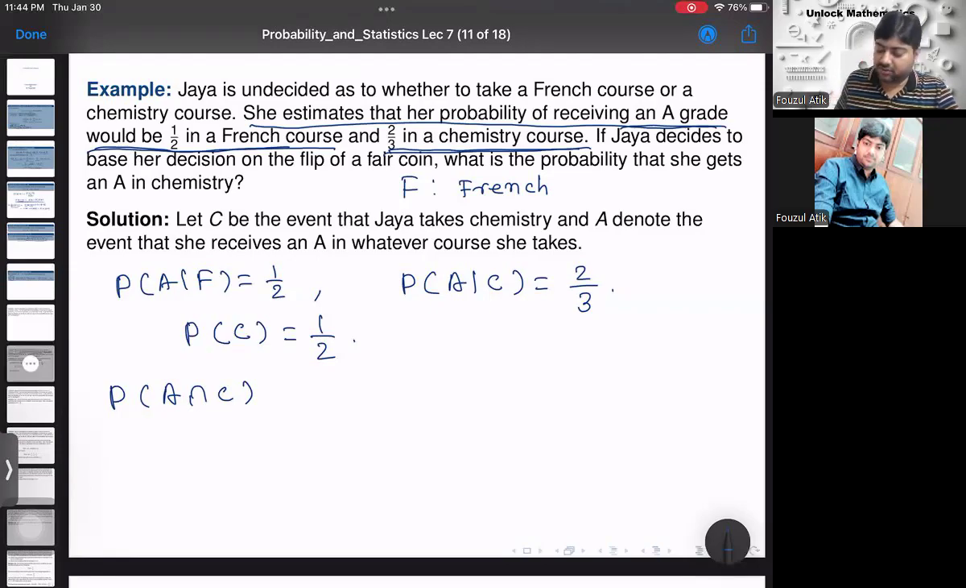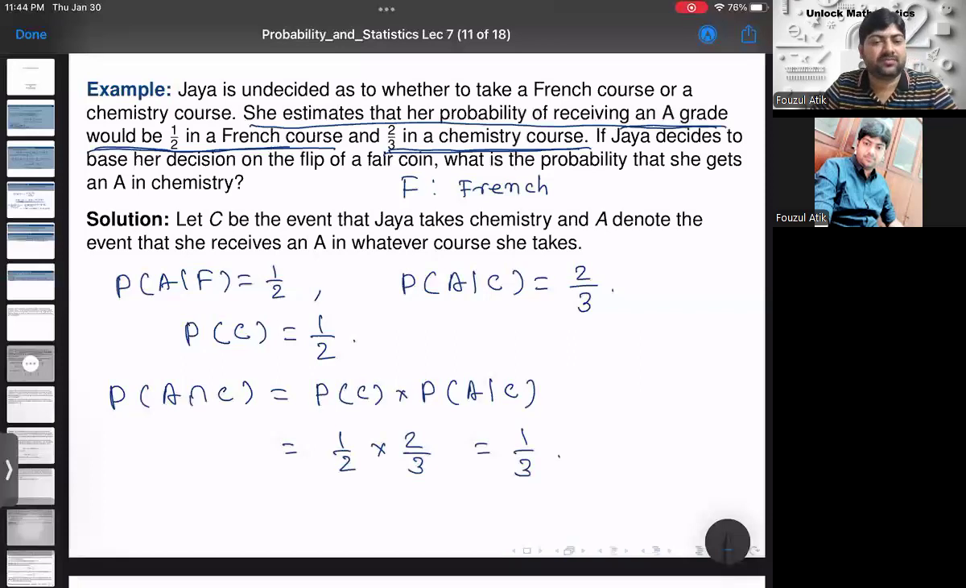Now how to find it? We have already discussed the multiplication rule. So this formula is P of C into P of A given C. Now what is P of C? It is 1 by 2 into P of A given C, which is 2 by 3. So finally the probability is 1 by 3. So this is the probability that she will get an A grade in the subject chemistry. I hope it is clear.